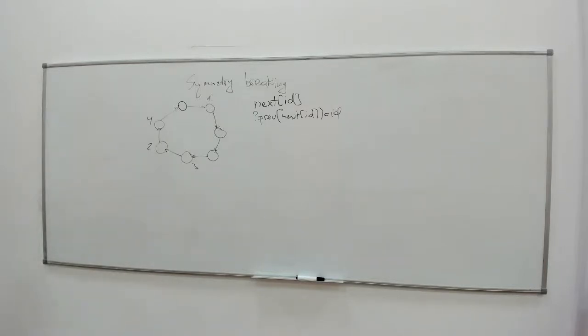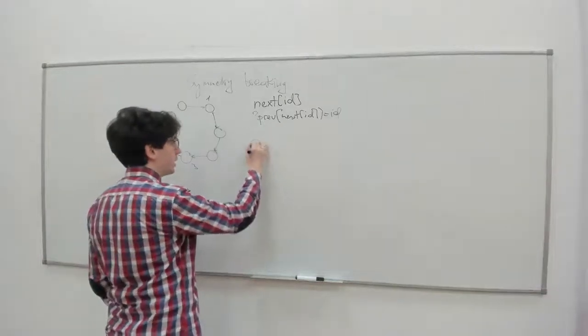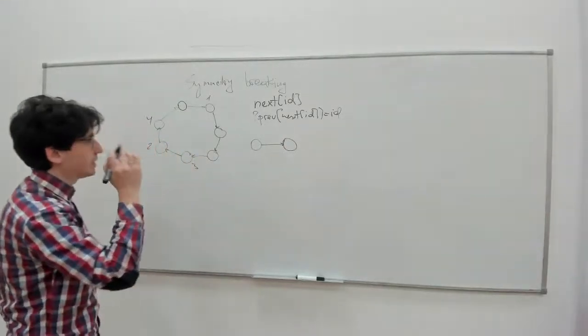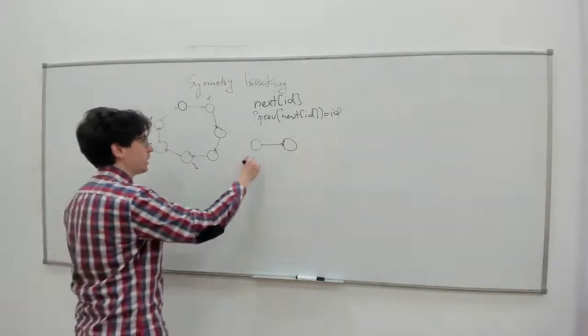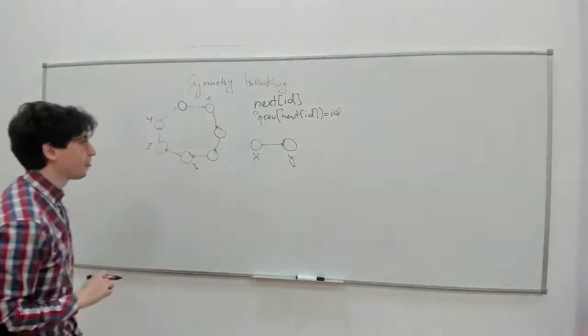Okay, we will now do a pretty interesting thing. We take a node and its next node, and this node has identifier X, and this node has identifier Y.